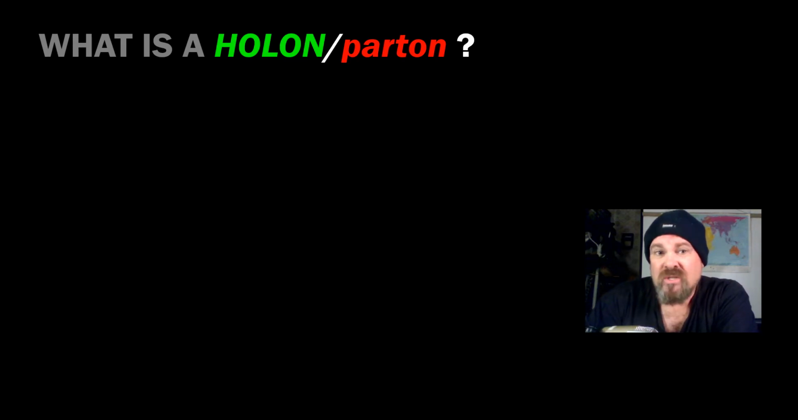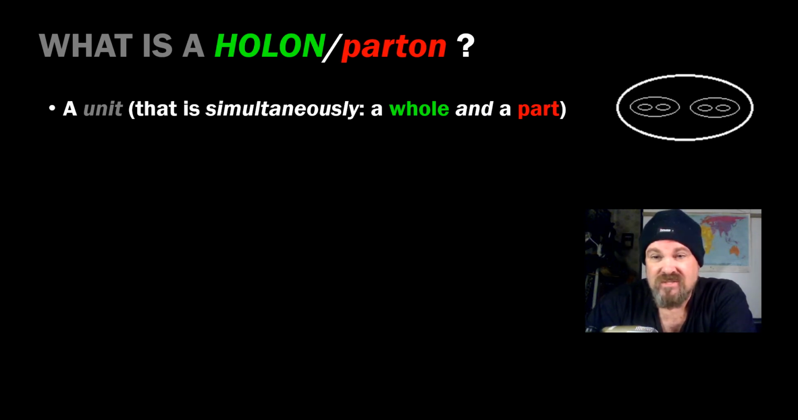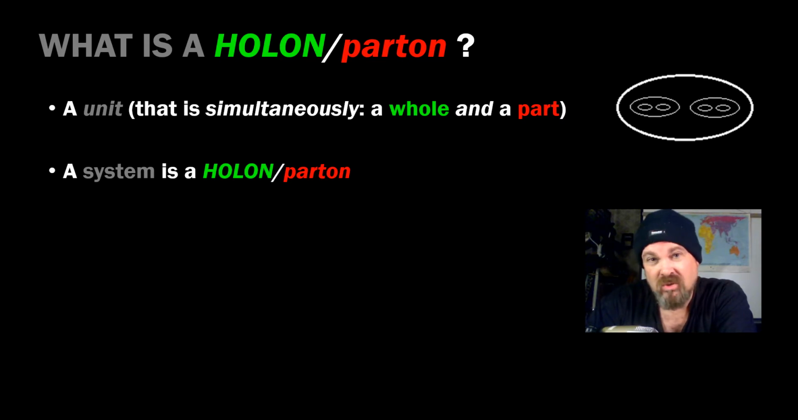So definitions: what is a hold-on parton? It's a unit that's simultaneously a whole and a part. Could be a unit of biology, could be a unit of culture. Let's use that symbol for now to give the general abstract idea. But importantly, a system is also a hold-on parton. It's a part and a whole at the same time because it contains subsystems, which probably contain subsystems, and so on. Atoms are systems, and the solar system is also a system.